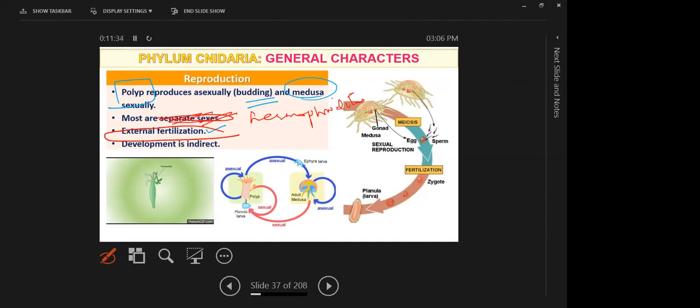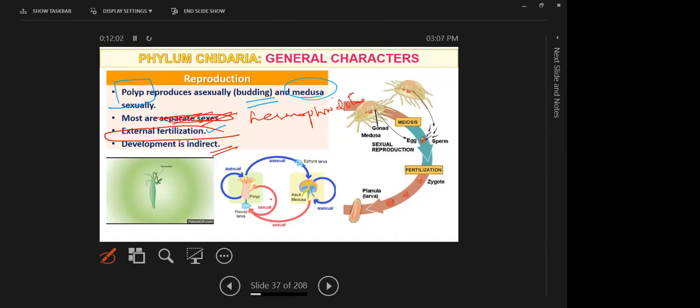Because the sperms and ova mature at different times. Because the maturity period of these gametes is different, development is indirect. What do you mean by indirect? First the larva is formed, that is the indirect.